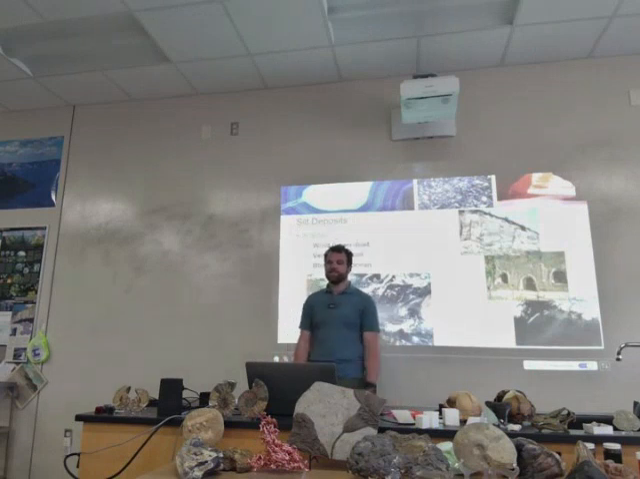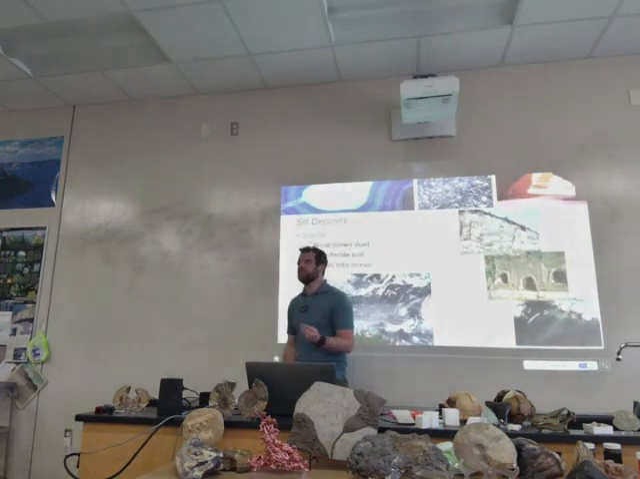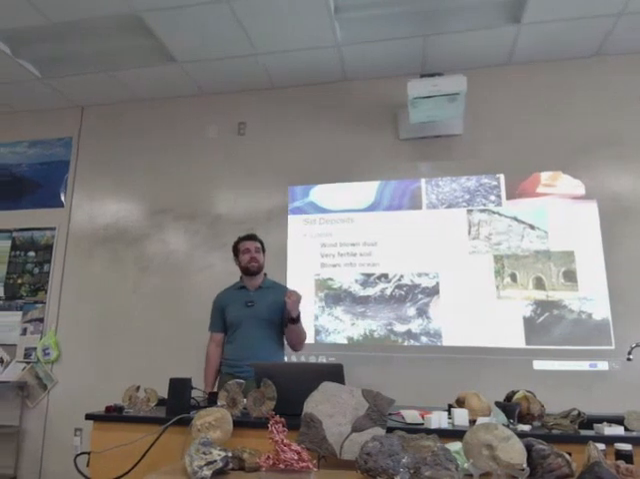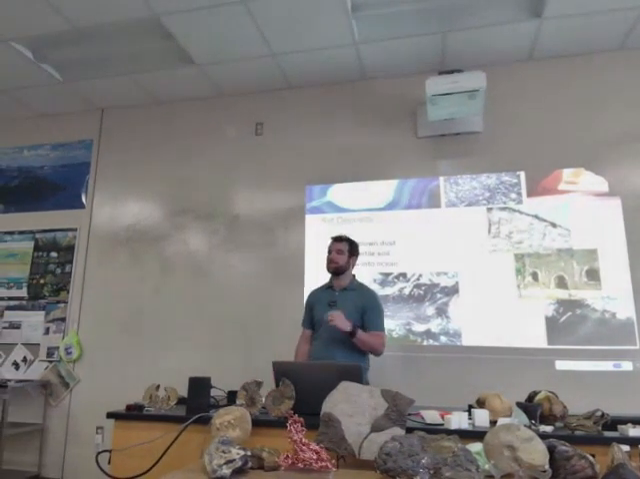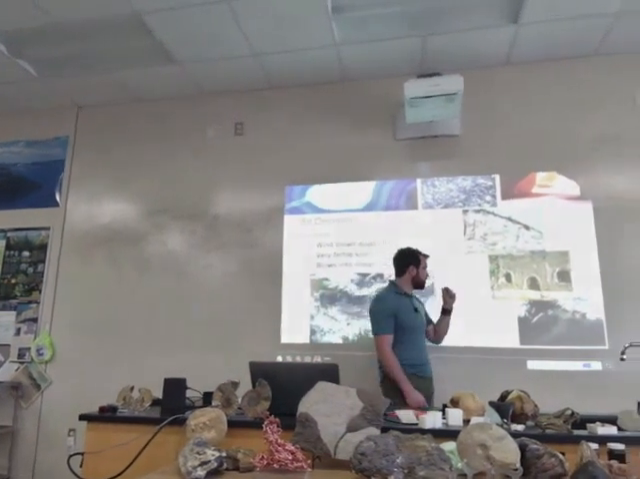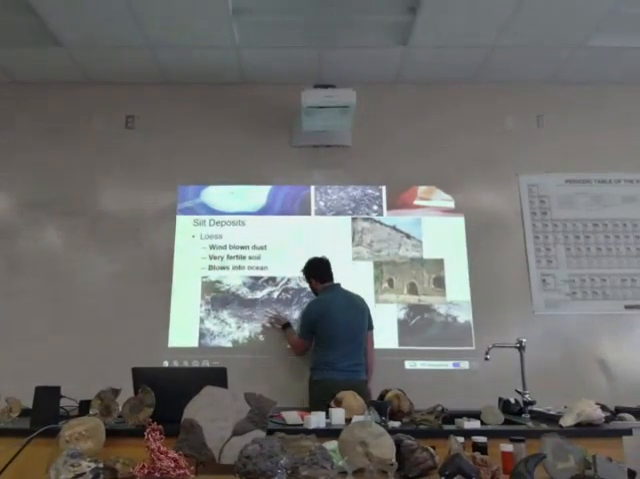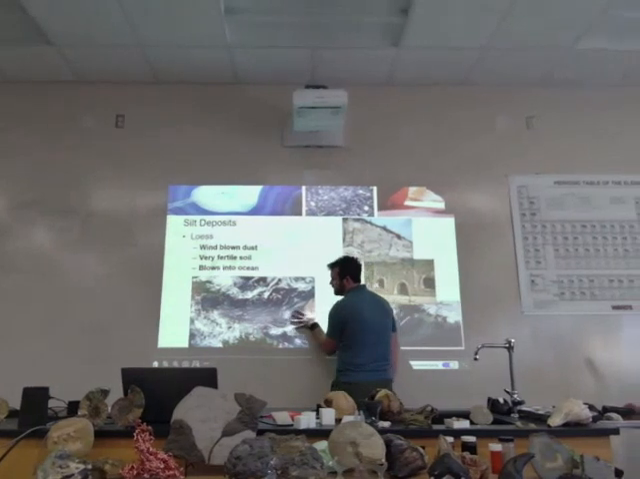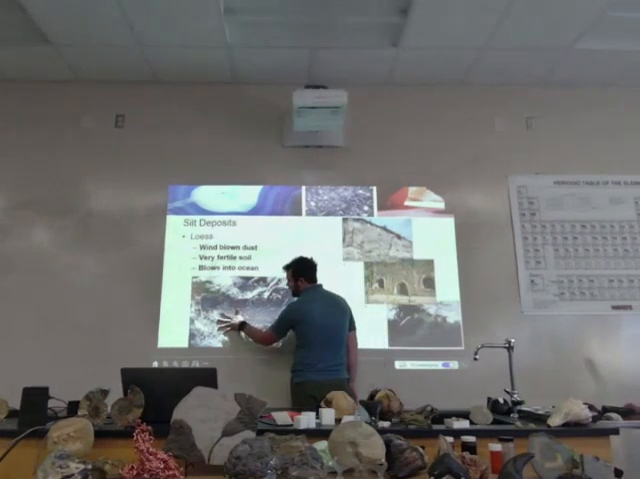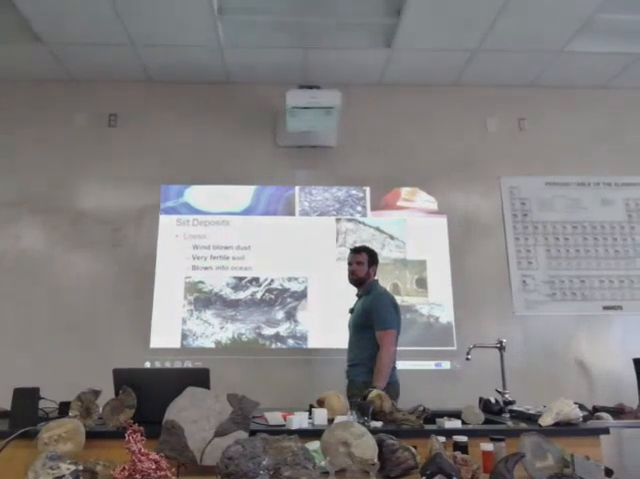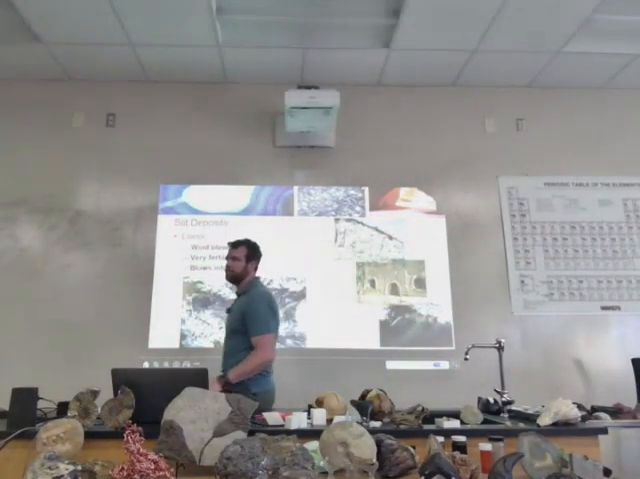And then loess is the name that we have for the sand, or the silt and clay-sized particles that are formed in deserts, and it gets blown around. It goes all the way across the Atlantic Ocean sometimes, right? Here's some African loess getting blown across the Atlantic out here off of Central America.